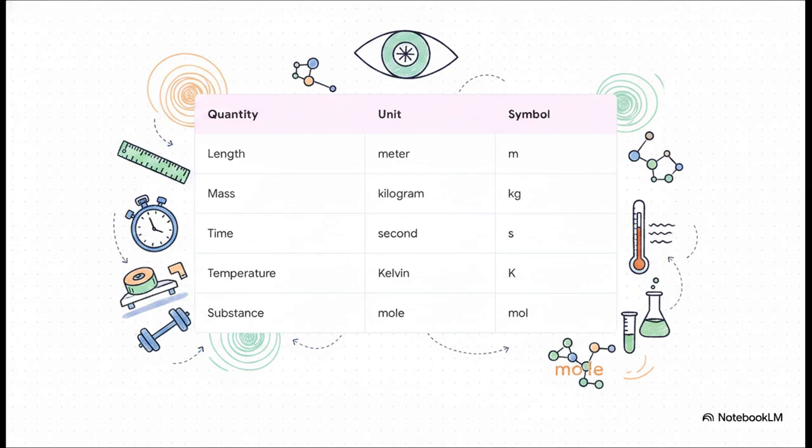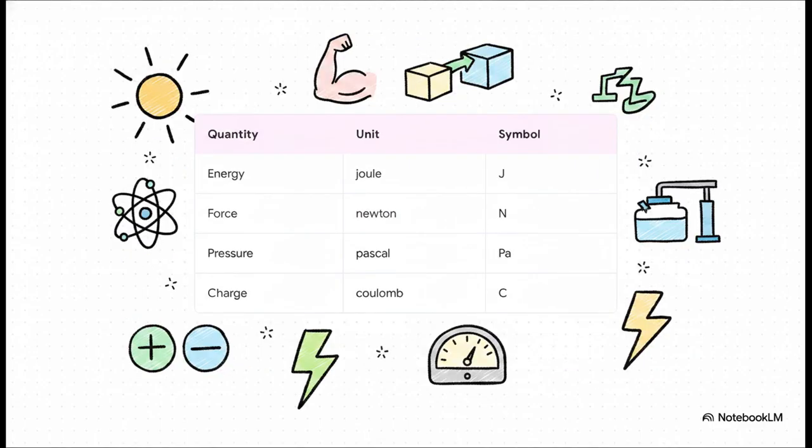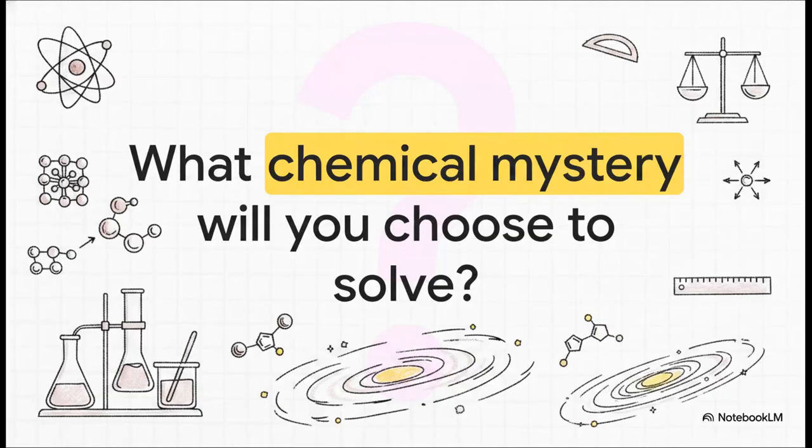It represents a specific, massive number of atoms or molecules, which allows us to translate the invisible, microscopic world into measurable quantities in the lab. And then, from those basic building blocks, we derive more complex units. By combining them, we get the joule for measuring energy, the Newton for force, the Pascal for pressure, and the Coulomb for electrical charge. These derived units are exactly what allow us to mathematically describe absolutely any chemical phenomenon we observe.